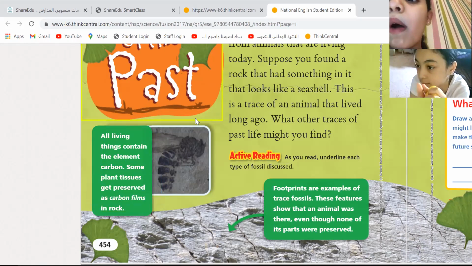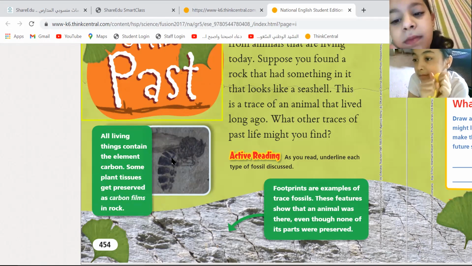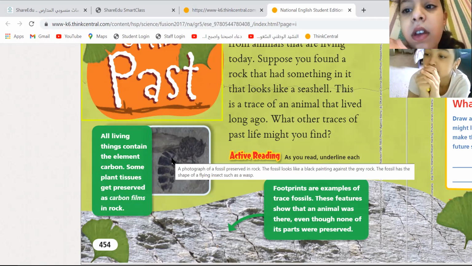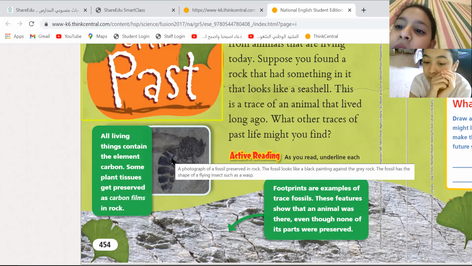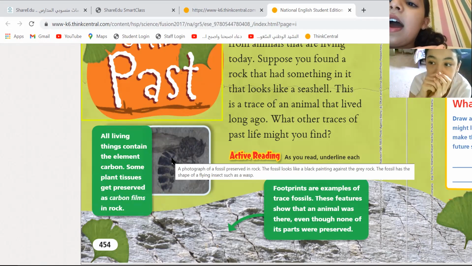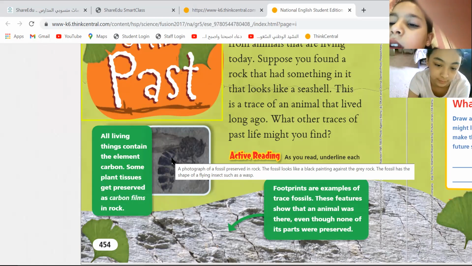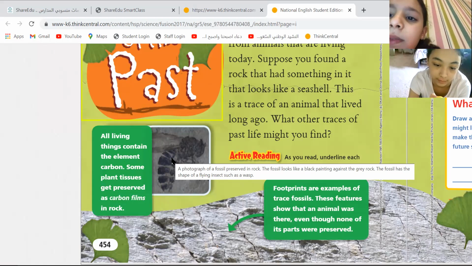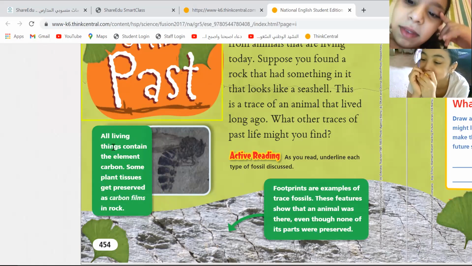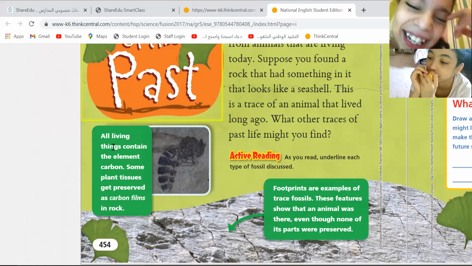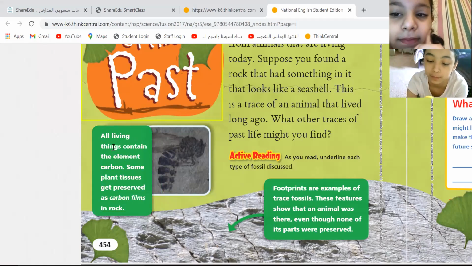But why does it have this print from the black from the carbon? Because all living things contain this element. Even us? Yes, even us. All living things. Are you a living thing? Yes, I am. If you are a living thing, then yes, you are made of carbon. You have carbon in your body.